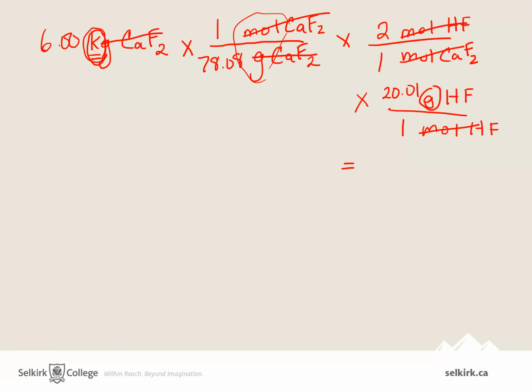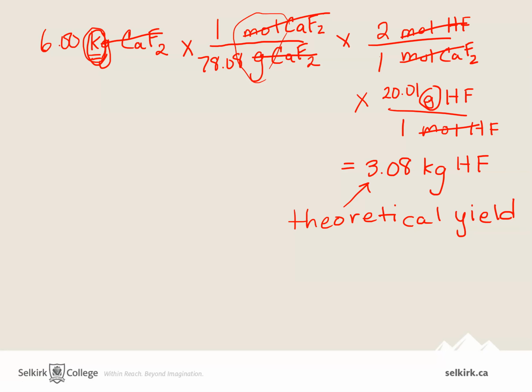So let me tap that into my calculator. 6 divided by 78.08 times 2 times 20.01. And I'm going to store that in my calculator memory. To the 3 significant figures I'm allowed, that is 3.08 kilograms of HF. And to attach the meaning back to that, that is the theoretical yield. That is the calculated yield, the most I could get if all that starting material reacted.